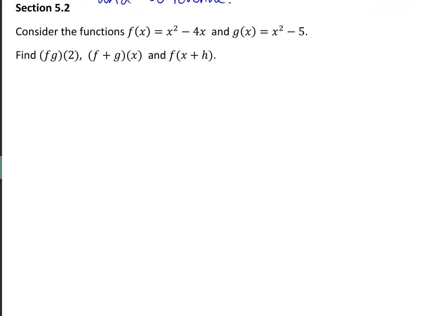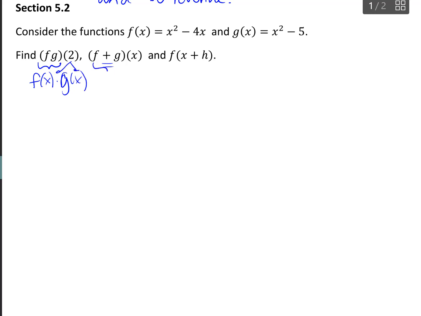Section 5.2, but I'm going to do a little bit more of that function addition and some function evaluation here. We've got 2 functions, and we're talking about combining them using multiplication. So when you see this little f and g in parentheses together, it means you're multiplying the f function and the g function. This means we'll be evaluating it at 2.